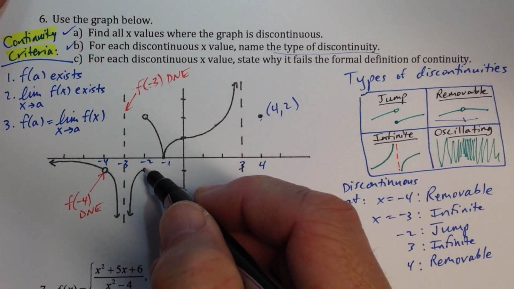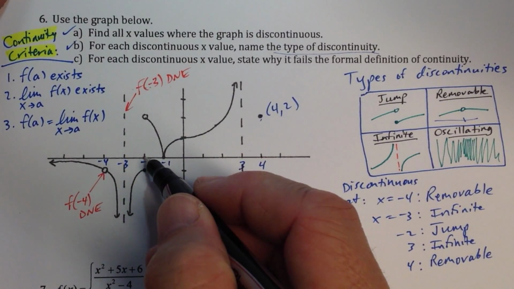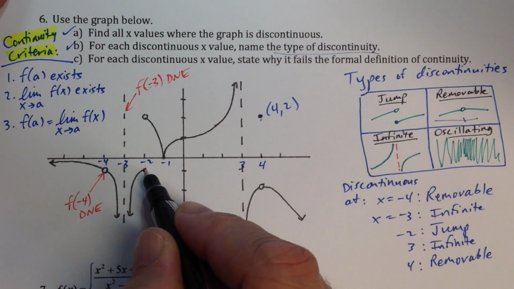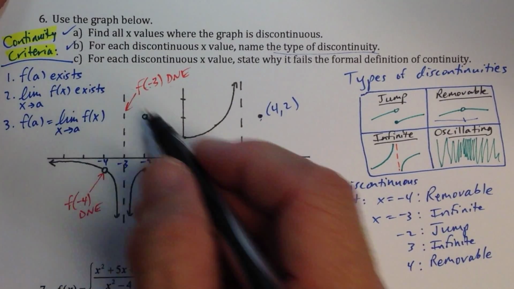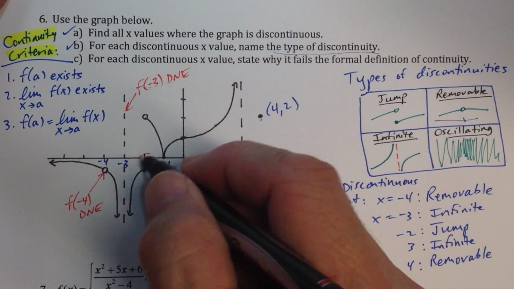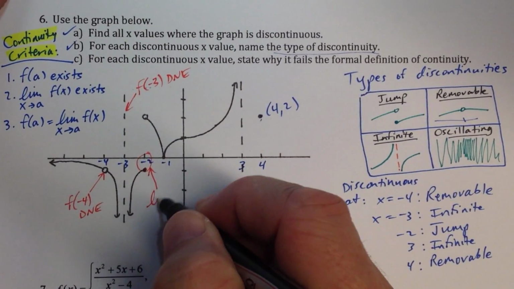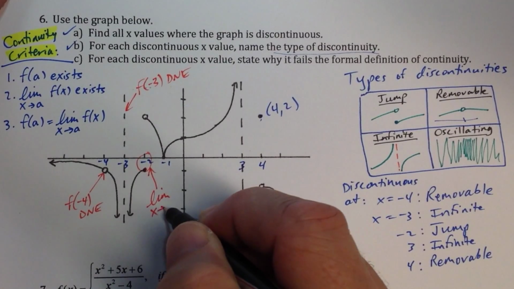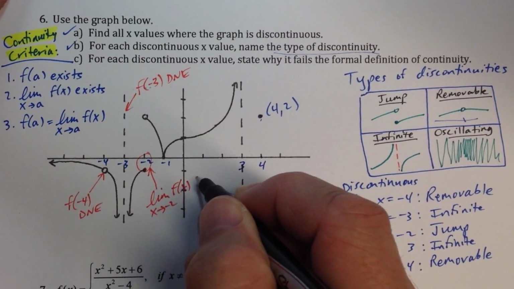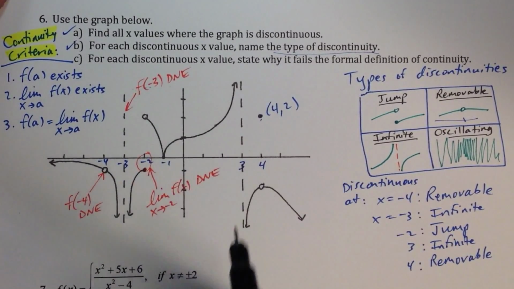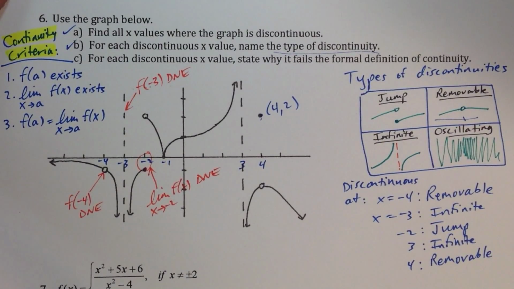So the first criteria, is it met? F of negative 2? Yes, f of negative 2 does exist, it's right there. Does the limit exist? No. So we would say at negative 2, the limit as x approaches negative 2 of f of x does not exist.